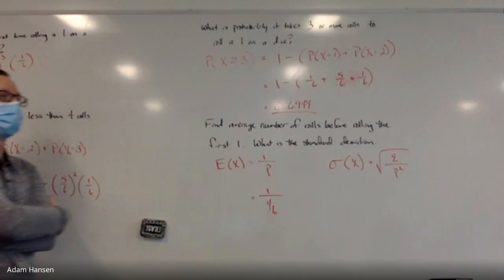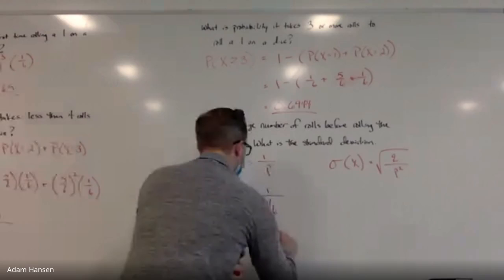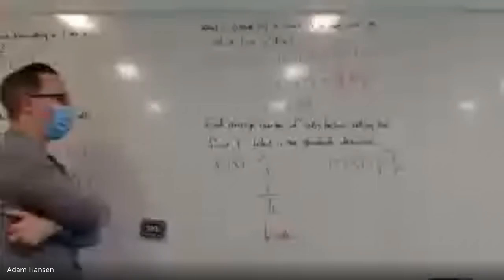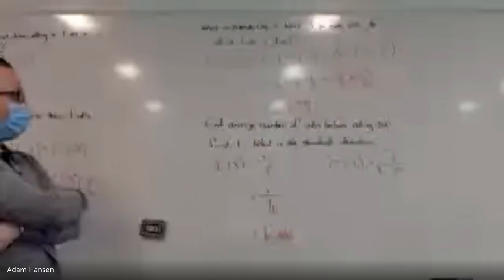The expected or average number of rolls before rolling the first 1 is 1 divided by 1/6, which is 6. If there's 6 numbers on a dice, should I expect 6 rolls before getting any particular number? In this case, the first 1. Of course, there's randomness here. There's some variability.